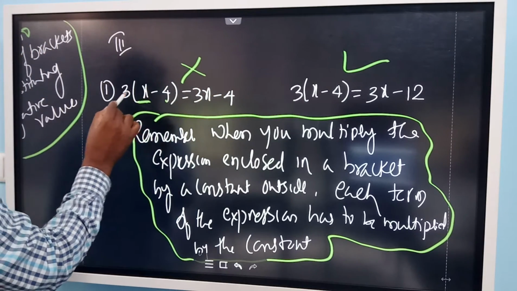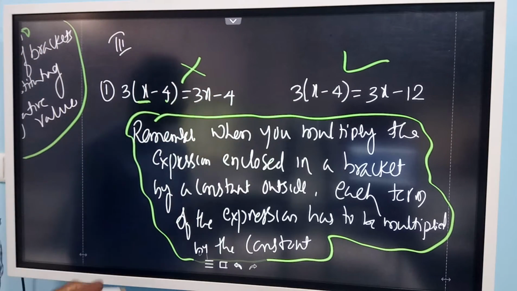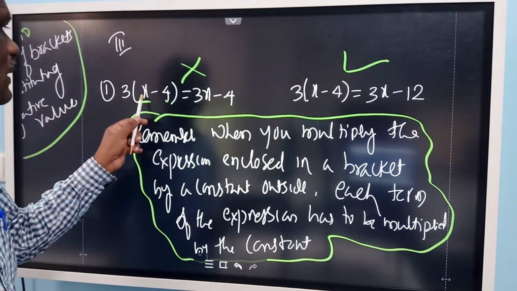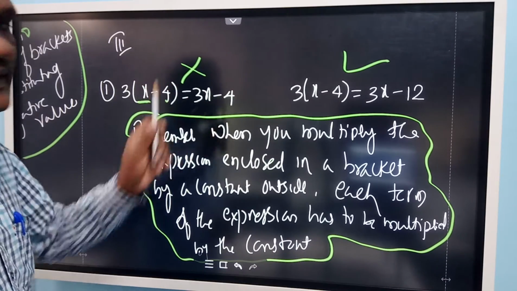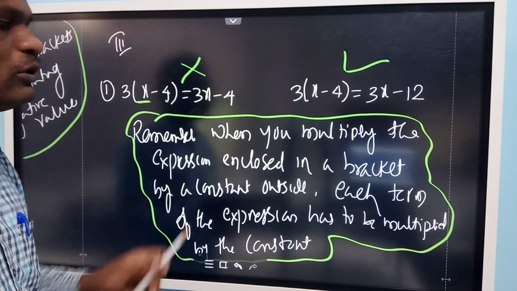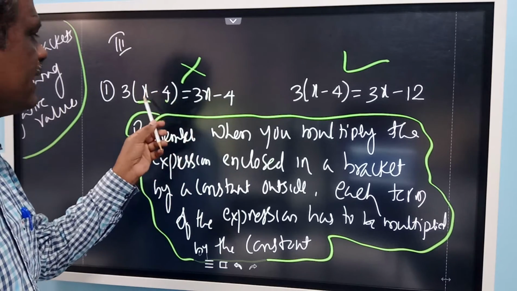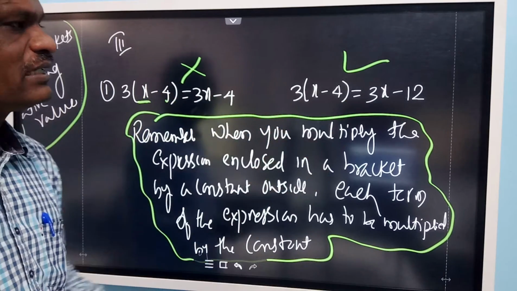So it is multiplied only to the x and not to the 4. While multiplying, they multiplied here only to x, but 4 is kept as it is. We have to multiply both x as well as 4. So this is the correct method.